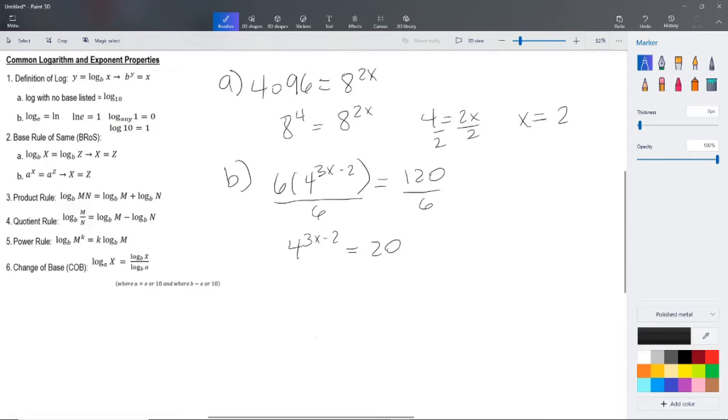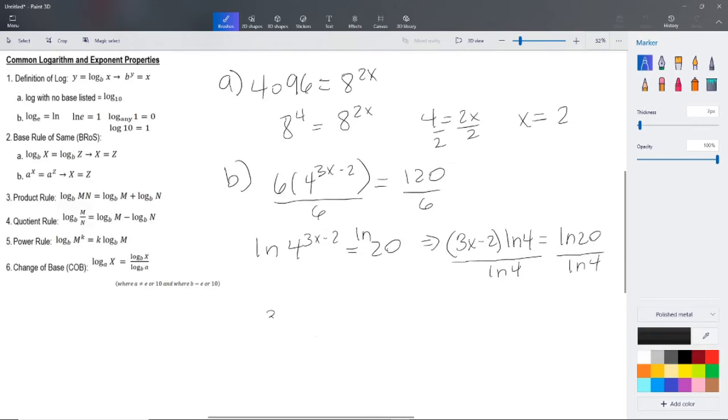Now we need to get this exponent out. We can't solve anything with the exponent there, so now we're going to log or natural log both sides. I like the natural log, and so I'm going to natural log both sides here. So this becomes 3x minus 2 times the natural log of 4 on the left side. The right-hand side has become the natural log of 20. Now what I can do is get this 3x minus 2 by itself, so I can divide both sides by the natural log of 4. It is a multiplication that's happening, so we can go ahead and divide by it.